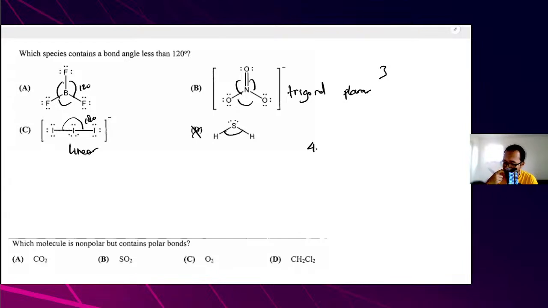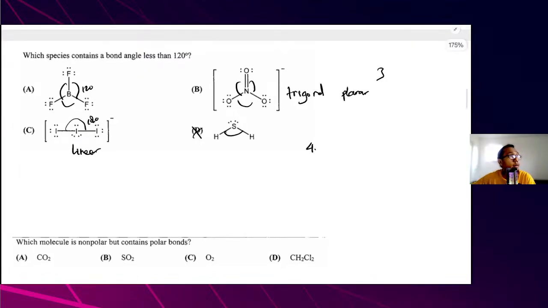However, it has two lone pairs. So the steric number is 4 and it has two lone pairs, so it will be 109 degrees. Okay, 109 degrees. So the answer will be D. All right. So yeah.